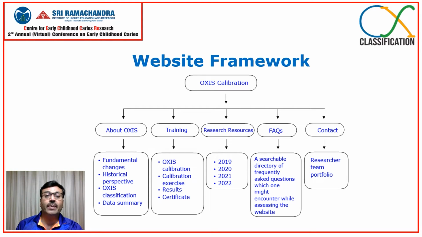The first menu explains the OXIS classification with a historical perspective. Then comes the training menu with the calibration exercise. The third drop-down menu has all the full published articles on OXIS, which are compiled year-wise and are freely available for the registered users. The second last menu is on frequently asked questions about the registration, calibration exercise, results, etc. And the final drop-down menu is about the team and its contact details.